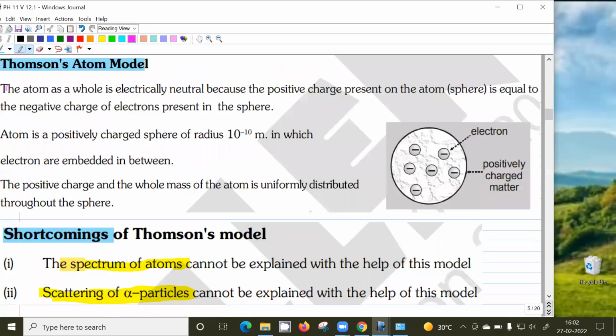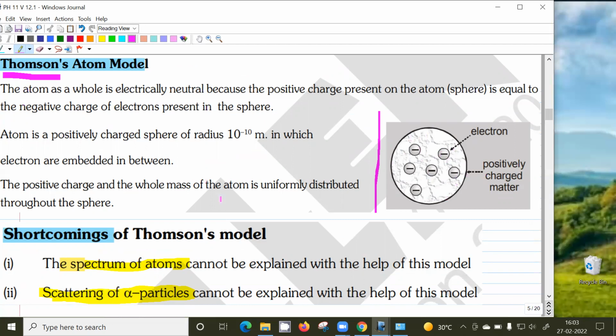Okay, after that, there was the Thomson model. This is the picture. The positive charge is distributed throughout the atom, and the negative charges are spread uniformly. But this is not a true picture, right? But what is his contribution to understanding the atomic structure?